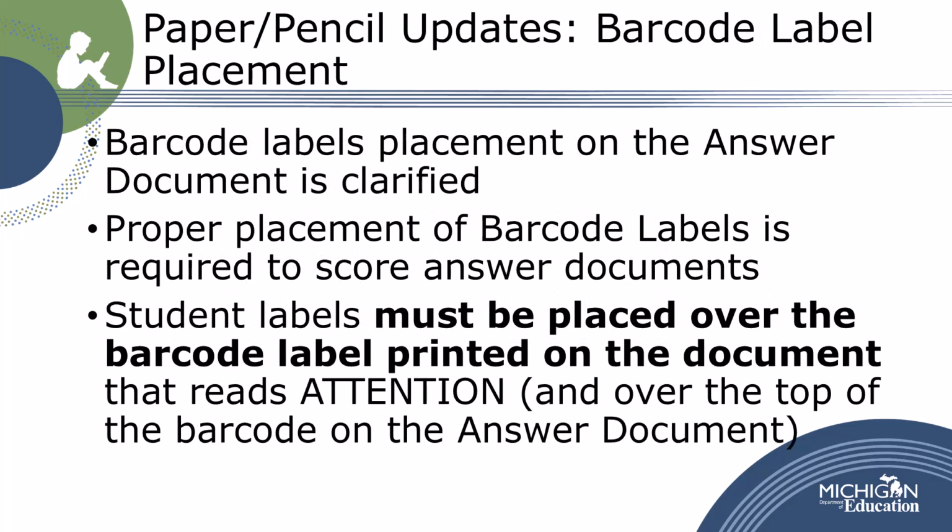The barcode label on student answer documents has been updated. The label is located on the bottom left-hand side of the student answer document and reads, "Attention, apply student barcode label here." A valid barcode label is required in this area to ensure the test is scored. It is expected that labels are placed on top of the barcode that is visible in the box. The label should cover the barcode on the answer document.